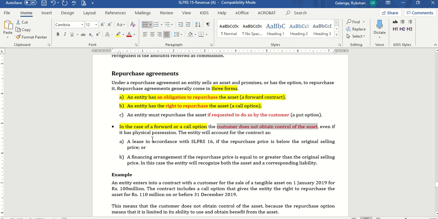Maybe you have already given the asset to the customer, but still you can't recognize that as revenue in the financial statement because these are repurchase arrangements. Under repurchase, we discussed 3 points. First one is you agree to repurchase under a forward contract. That means you have an obligation to repurchase. Say you sell an asset today, after 3 years you agree to purchase it back. That means you have an obligation.